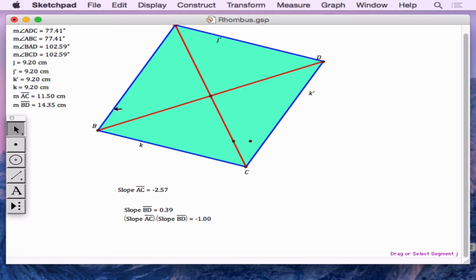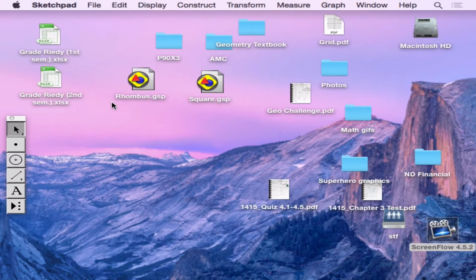All right. Let's table that discussion for a little bit and move on because we're running out of time. Let's move on to the square.